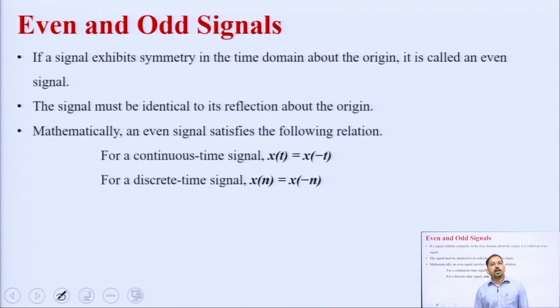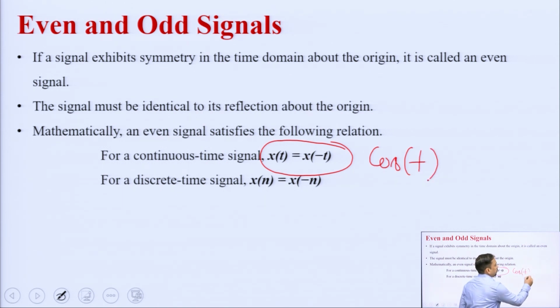A signal is said to be even if it follows x of t equals x of minus t. For example, if we have a cosine signal, cos of t, and we put t equals minus t in this signal, then we get the same signal. Means if x of minus t equals x of t, then the signal is said to be an even signal.